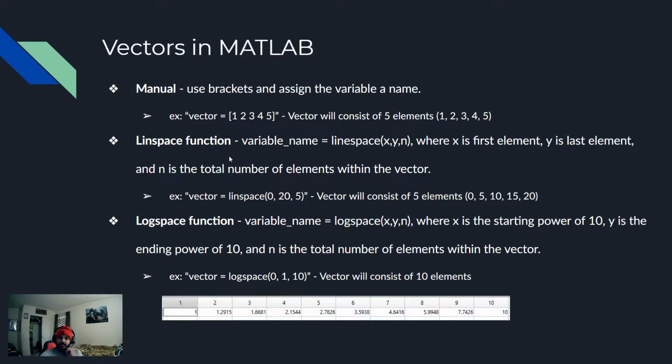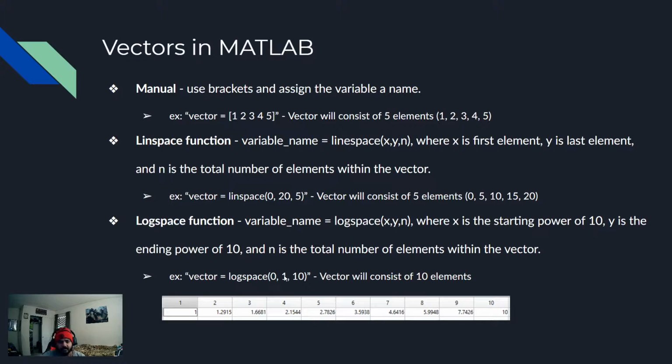Now, another way would be logspace. Logspace is similar to linspace, but different at the same time in that x would be the power of 10. So x would be the starting power of 10 element within the array, y would be the ending power of 10 element within the array, and n would still be the total number of elements within the vector.